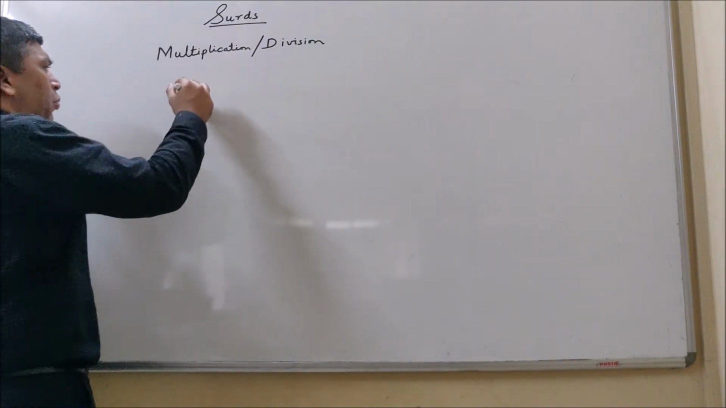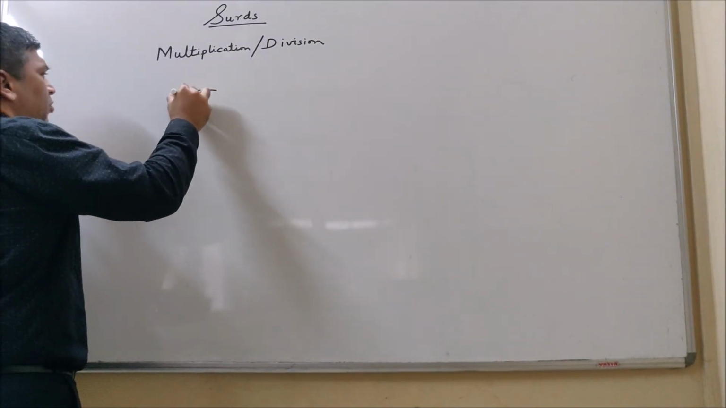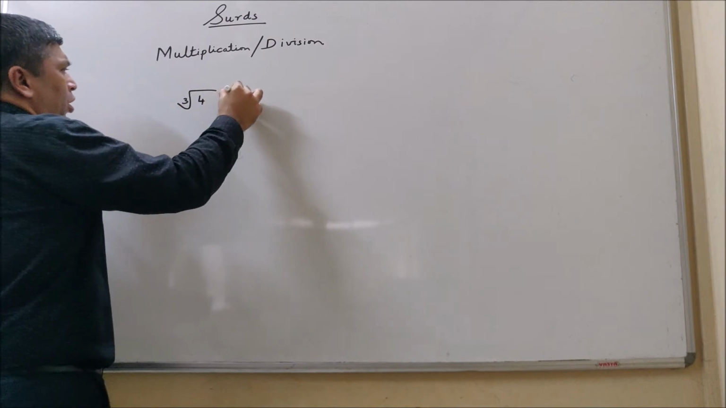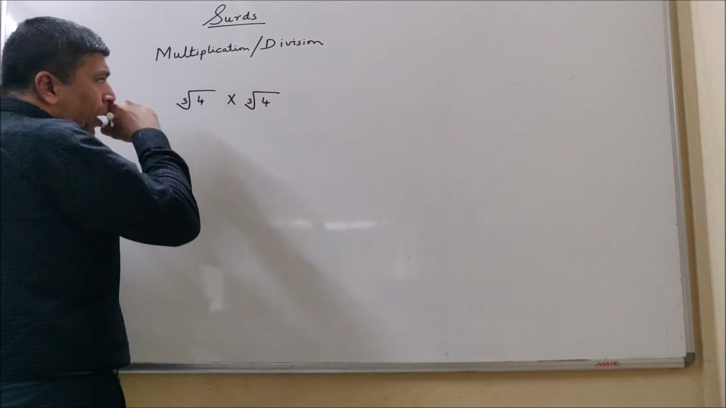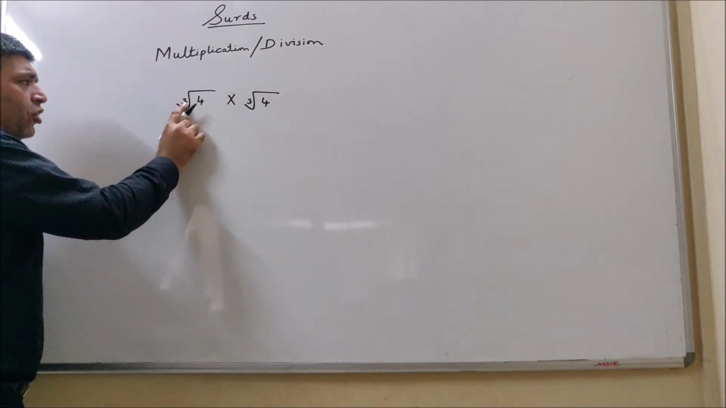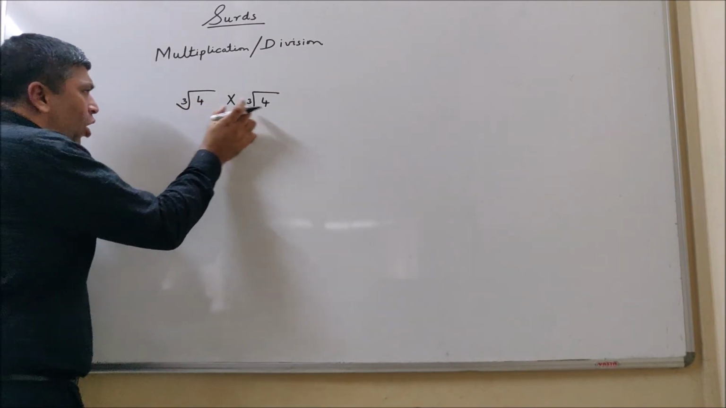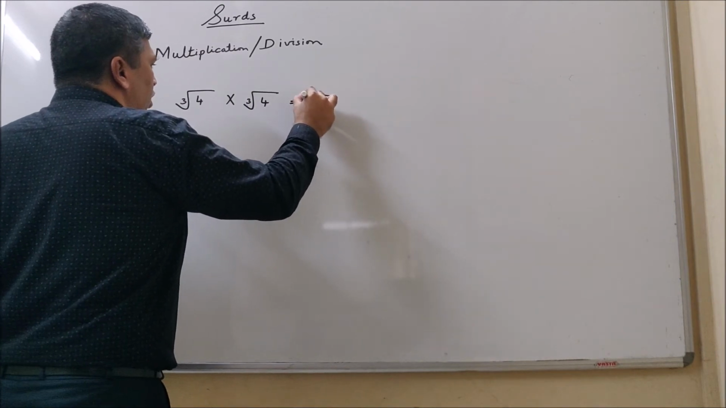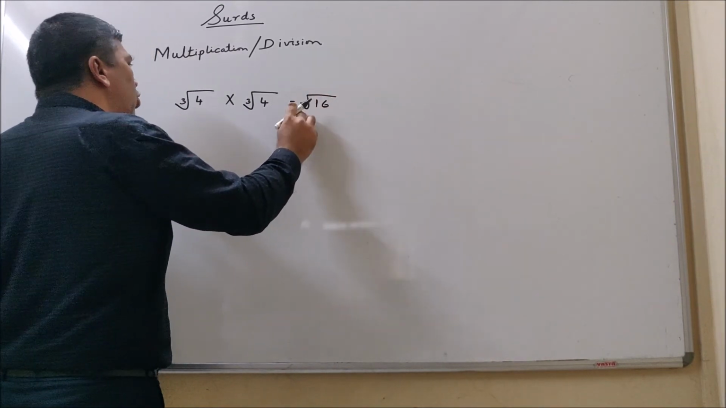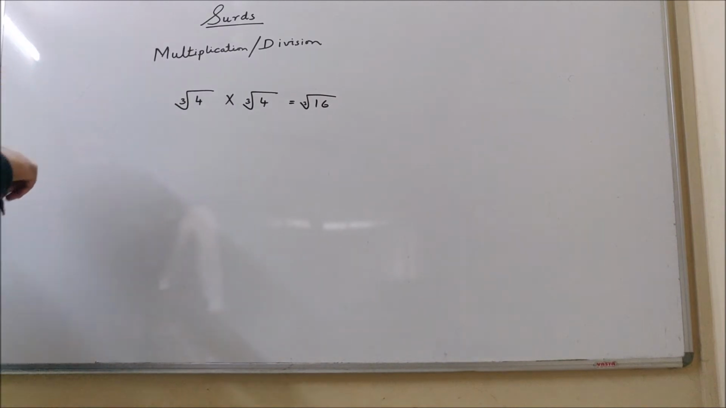Okay, let us say we have something like this. Cube root of 4 into cube root of 4. You cannot simplify. Since it's a cube root, you need 3 of them, whereas out here you have only 2. So this becomes cube root of 16.